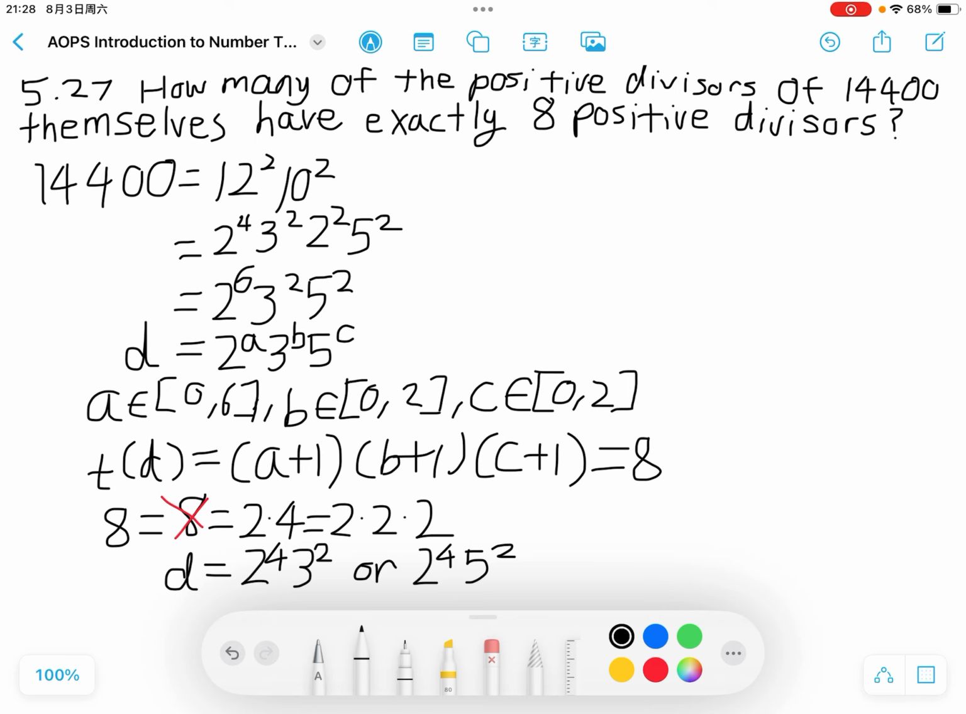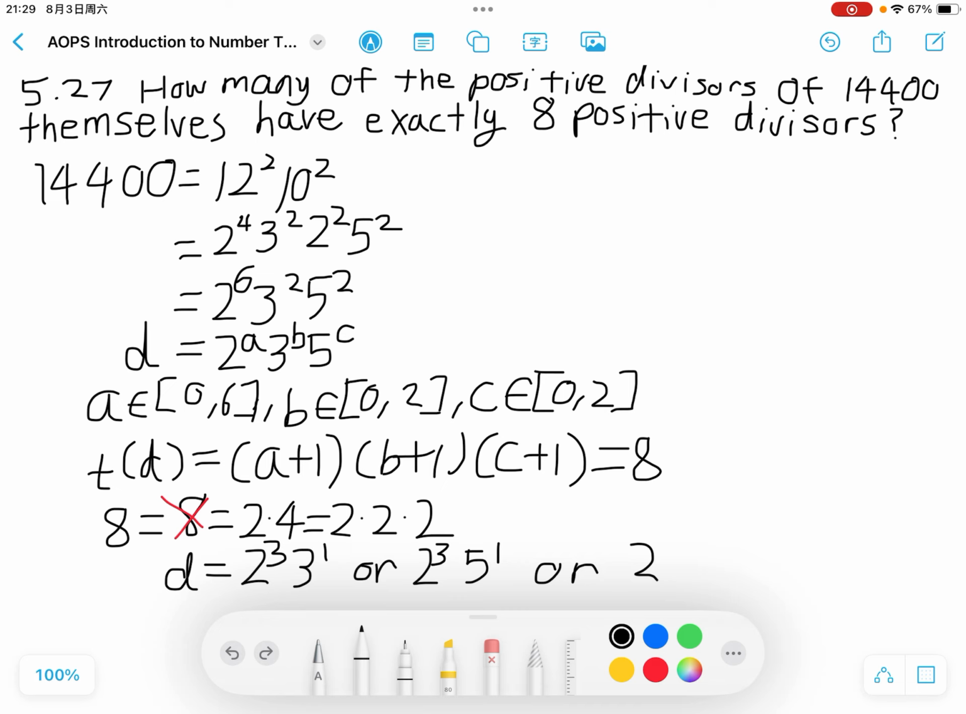We also want to try out 2 times 2 times 2. Wait, sorry, I need to correct myself, because we know that A plus 1, not A, is 4. So when A plus 1 is 4, A is 3. When B plus 1 is 2, B is 1. When C plus 1 is 2, C is 1. Okay, sorry, my bad. Now we try out 2 times 2 times 2.